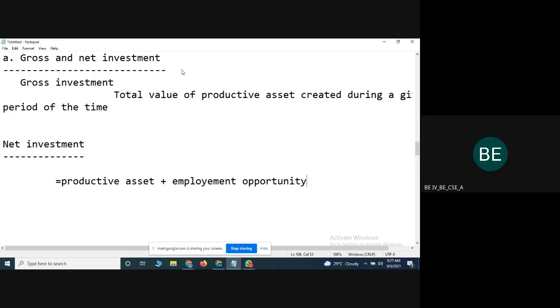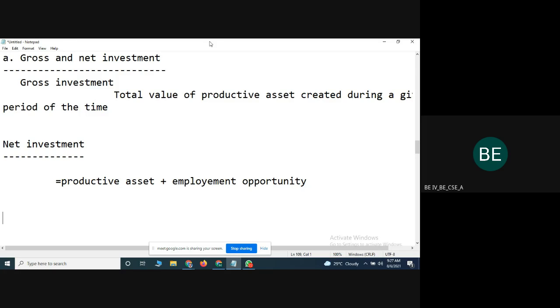While we talk about net investment, we reduce the replacement investment. For example, you are running the company. Over a period of time, due to wear and tear, you are going to replace certain spare parts in the machinery. So while you calculate net investment, you subtract the depreciation from the investment.